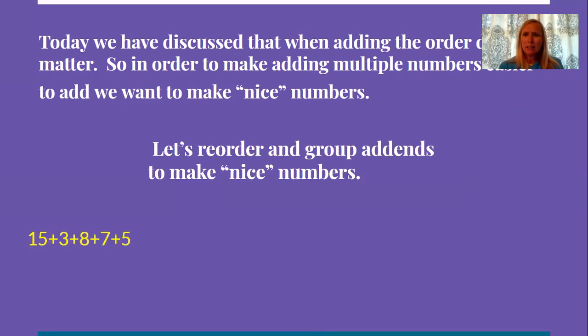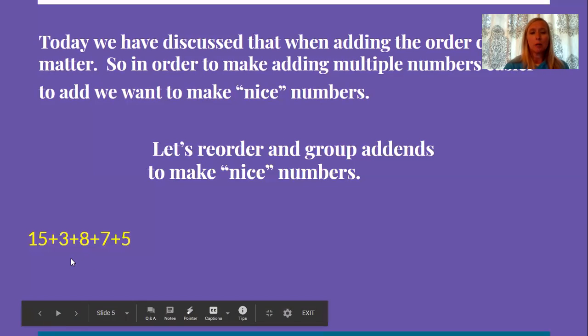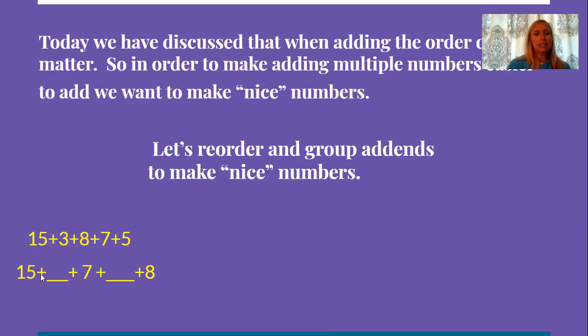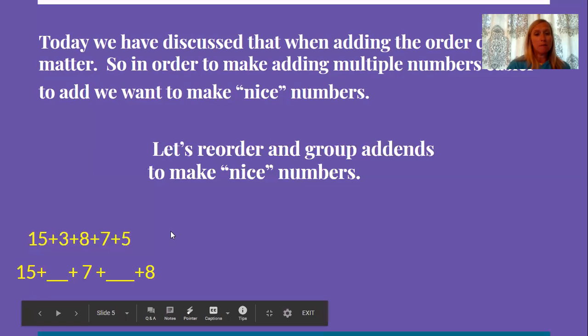Do you see anything that would make a nice number? Like, do you see where something that you add together would equal a 10, meaning that it ends in a 0? I actually see 2 different ways. Let me show you. I'm going to rearrange these, and I'm going to say 15 plus something, and then 7 plus something plus 8, okay?